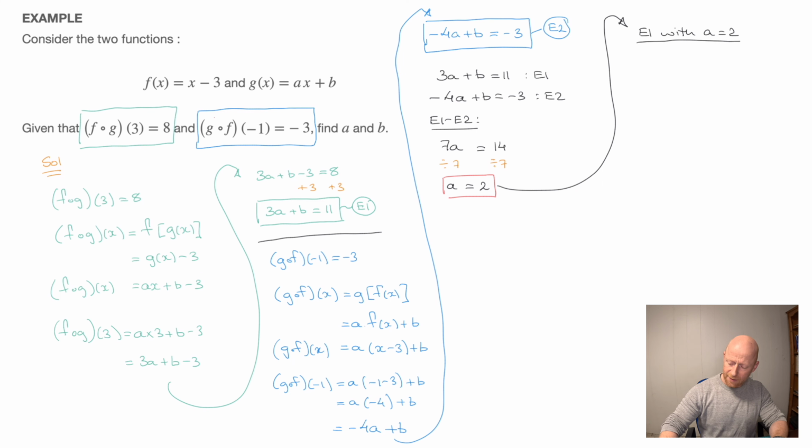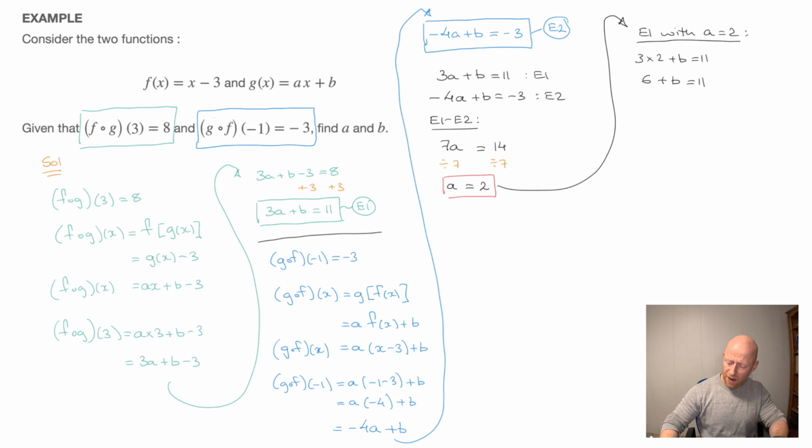I'll underline that. There we go. And so copying this first equation, 3a plus b equals 11, but replacing a by 2, we get 3 times 2 plus b, which equals 11. In other words, 6 plus b equals 11.